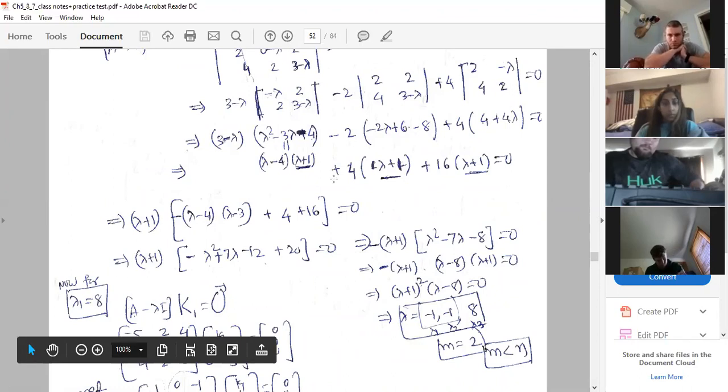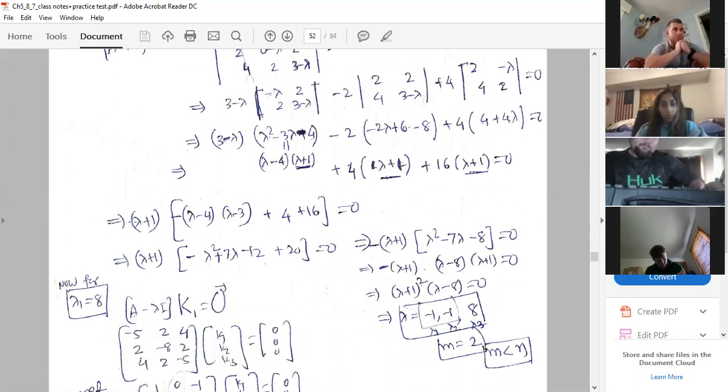Lambda plus 1 is here, here and here. So lambda plus 1 is common, just take it out. Inside the bracket you have a quadratic equation. Take the factor of this quadratic term. That means you are getting (lambda + 1)(lambda - 8)(lambda + 1) equal to 0.